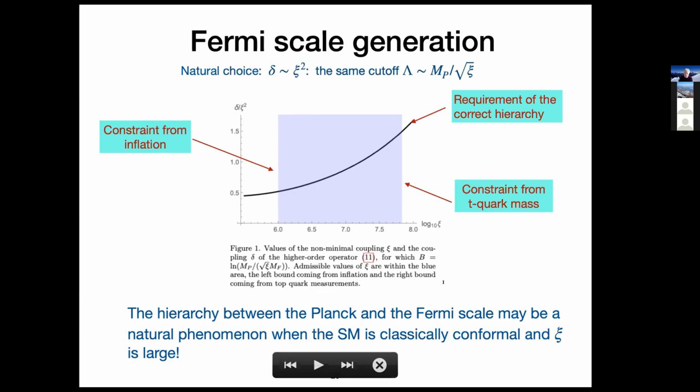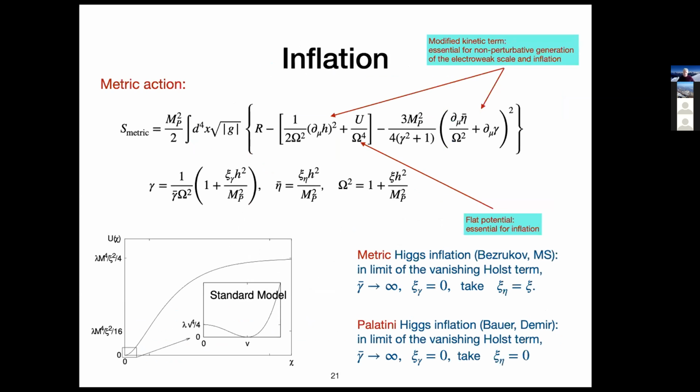So the message is that the hierarchy between the Planck scale and Fermi scale may be a natural phenomenon when the standard model is classically conformal, and that we need in any event to have no perturbative correction to the Higgs mass, and this parameter xi, the non-minimal coupling, is large. It's amazing that the requirement of successful inflation also leads us to the conclusion that this non-minimal coupling must be large. So I finished with the generation of the Fermi scale and am coming to inflation.